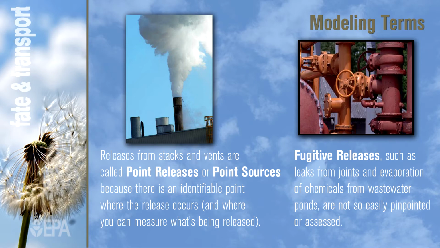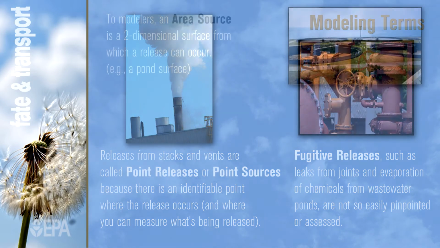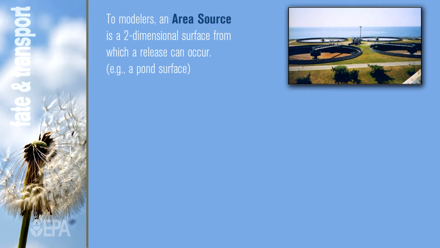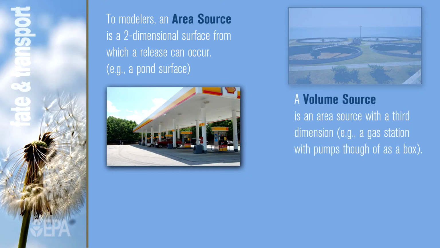Now these fugitive releases are represented slightly different in an air quality model. We don't, once again, have a stack to put the fugitive release at. So we call them area sources. I know the Clean Air Act has its own definition of area sources, but modelers do as well. And from a modeling perspective, an area source is simply a two-dimensional surface which contains the emissions that we're concerned with. If we want to add a third dimension to that area source, we'll call it a volume source.